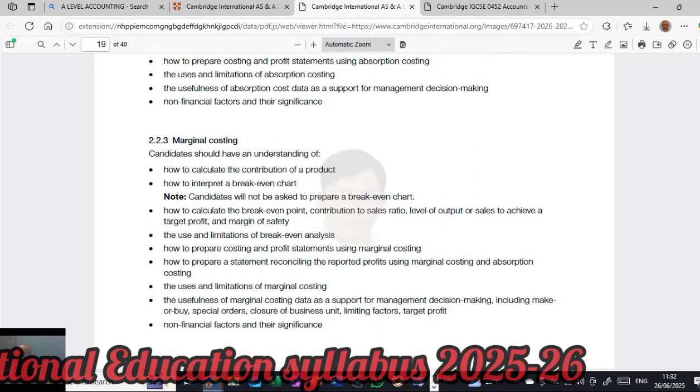Then marginal costing. Marginal costing requires an understanding of how to calculate contribution of products. So what is contribution, what is fixed cost, what is margin of safety, what is the break-even point, what is the contribution to sales ratio, level of output to sales. So many things are there which you need to understand in marginal costing.